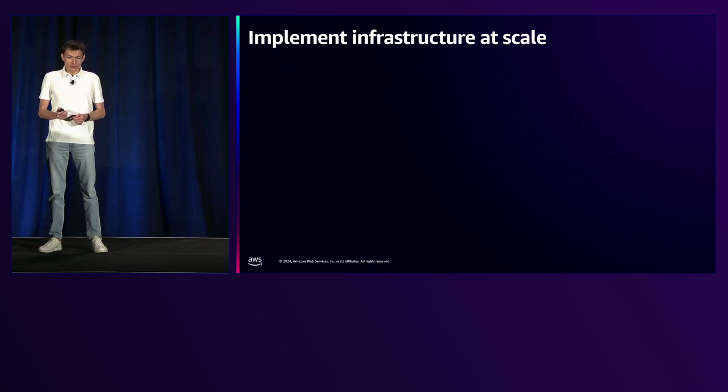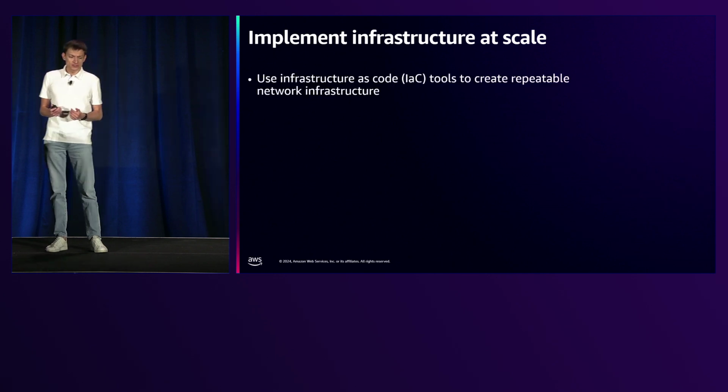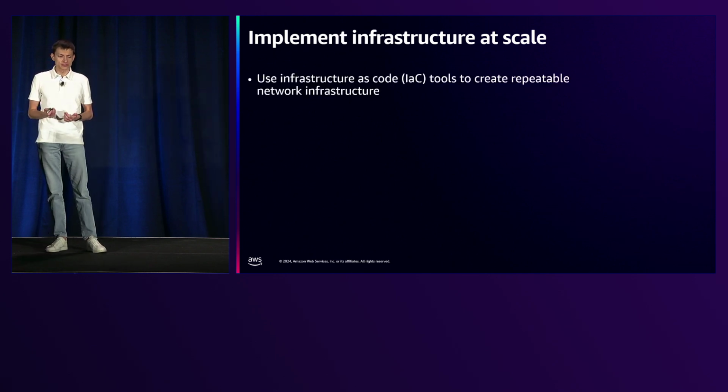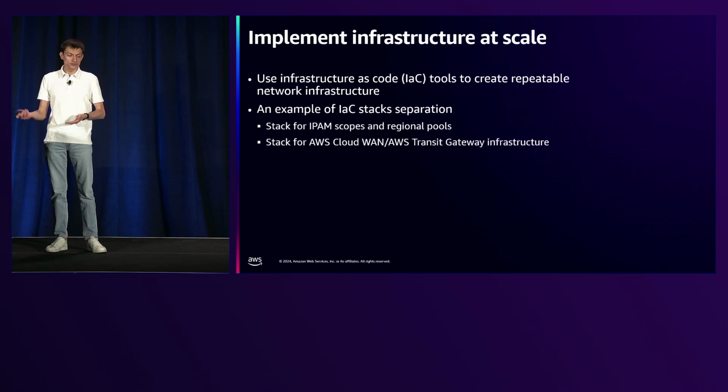OK, so if we want to implement this infrastructure at scale, you would want to use some kind of infrastructure as code tools to create patterns and templates for your infrastructure. So here is an example of how you can do stack separation for your infrastructure as code. So you may have a stack for IPAM scopes and pools.